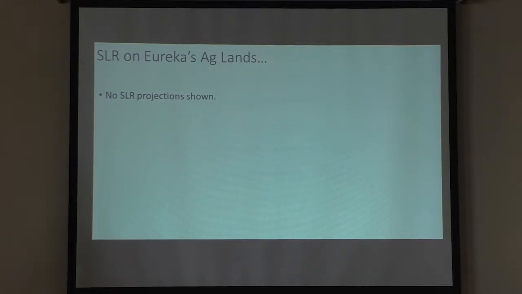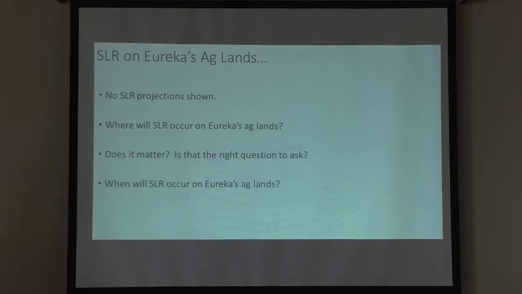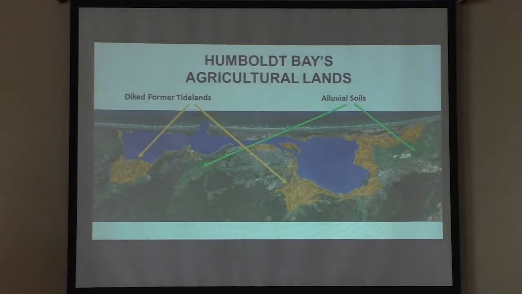The sea level rise on Eureka's ag lands, you'll notice that in all those maps I didn't show you where sea level rise is projected to intersect those parcels. And I did that for a specific reason. Where will sea level rise occur on Eureka's ag lands? I would say, does that really matter, and is that the right question to ask? It's been the question for years now. I don't know that that's the right question to ask. When will sea level rise occur on Eureka's ag lands? I don't think that's the right question to ask either.